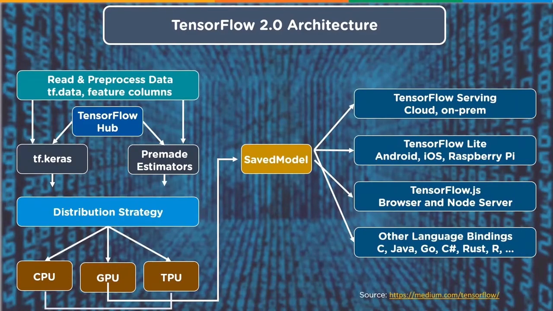You have the TensorFlow JS, which is for browser and node server. So you can get that out on the browser for some simple computations that don't require a lot of heavy lifting, but you want to distribute to a lot of endpoints. And now they also have other language bindings. So you can now create your TensorFlow backend, save it, and have it accessed from C, Java, Go, C#, Rust, R, or from whatever package you're working on.